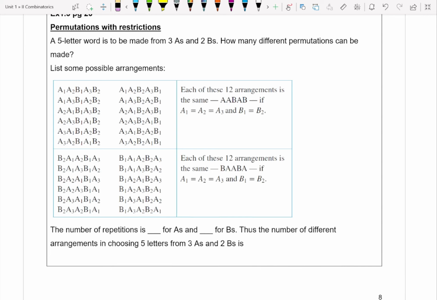In this episode, we're looking at permutations that have restrictions. So starting off, if we consider making a word from 3 of the letter A and 2 of the letter B, how many different permutations can be made? So if we list some possible arrangements, we've got A1, A2, B1, A3, B2. We've given subscripts to these A's so that they're distinguishable from each other.